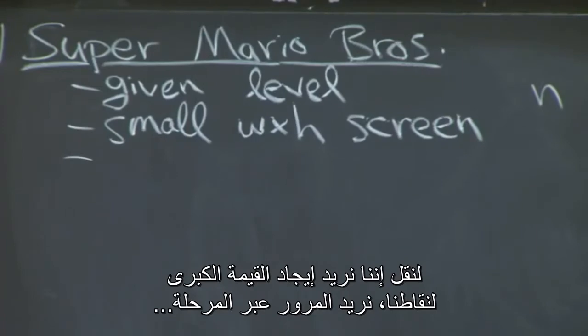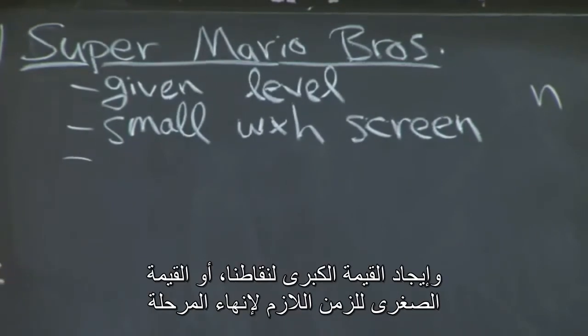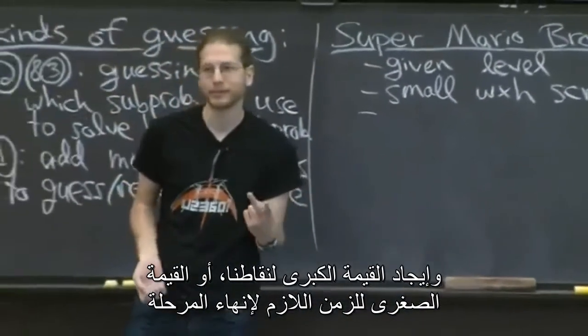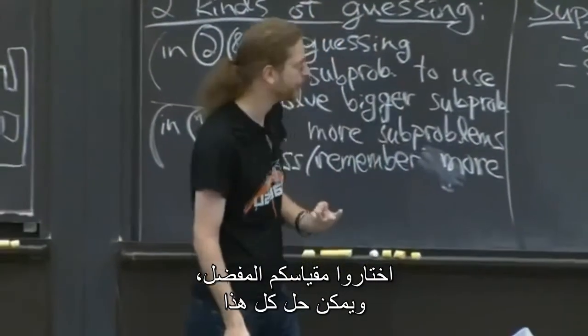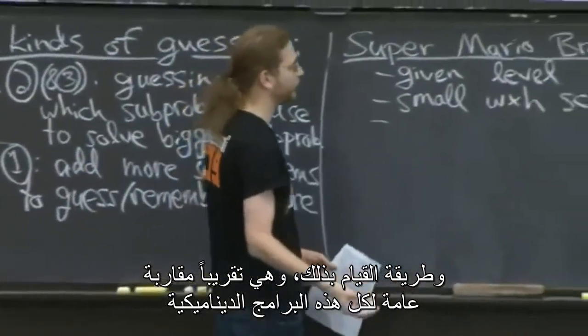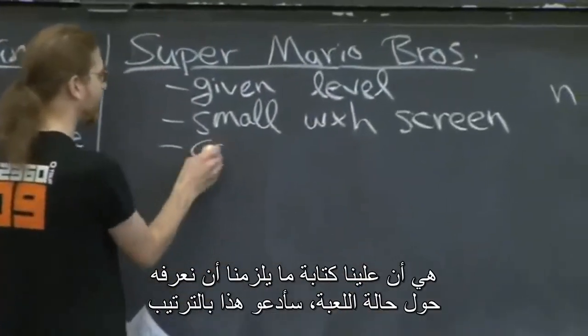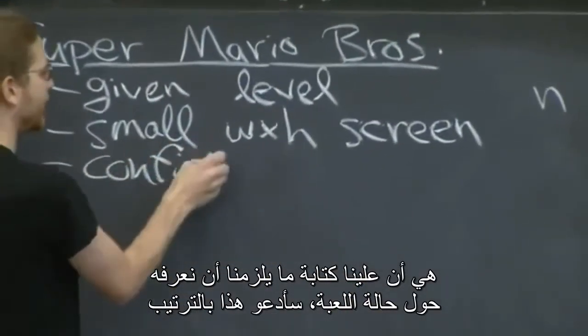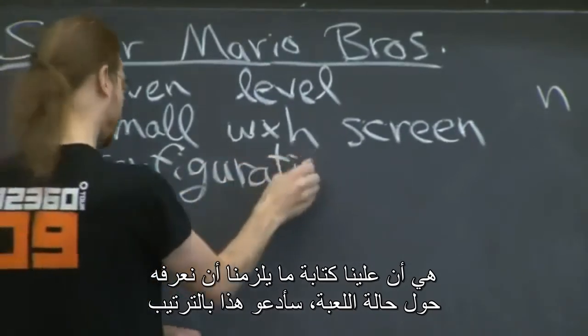So let's say we want to maximize our score. You want to run through the level and maximize your score, or you want to minimize the amount of time you use. You're doing level runs. Pick your favorite measure. All of those can be solved. And the way to do it, this general approach to all these DPs, is we need to write down, what do I need to know about the game state? I'll call that a configuration.